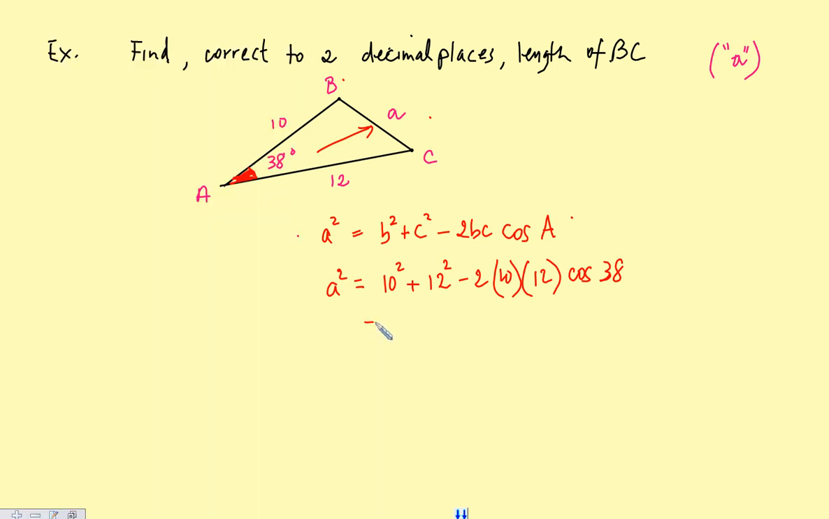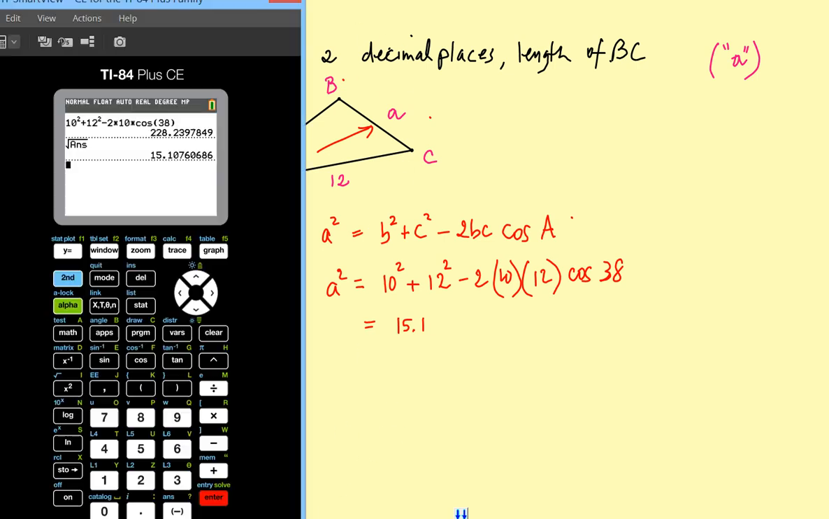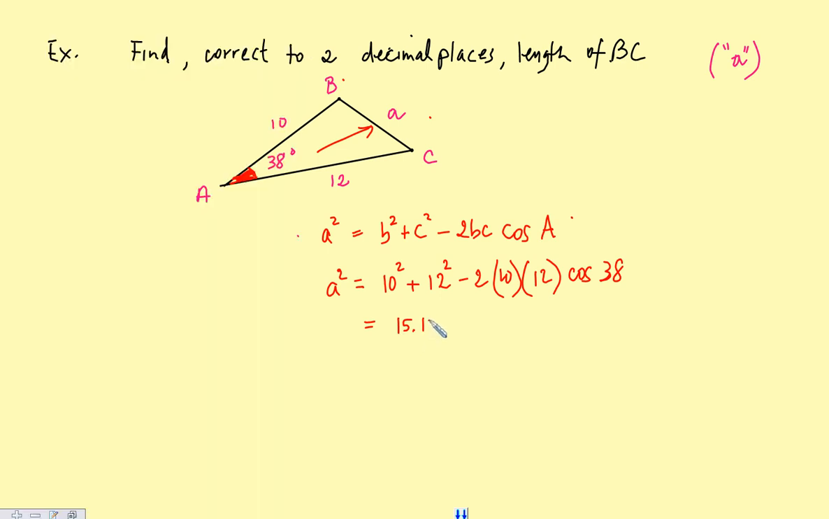And I end up getting that my answer is 15.1. And I'm going to put that to 3 significant figures. But in this case, as the question says above, let's go back. It says to 2 decimal places, so it's going to be 15.11, because it was 15.107. We'll put it to 15.11.